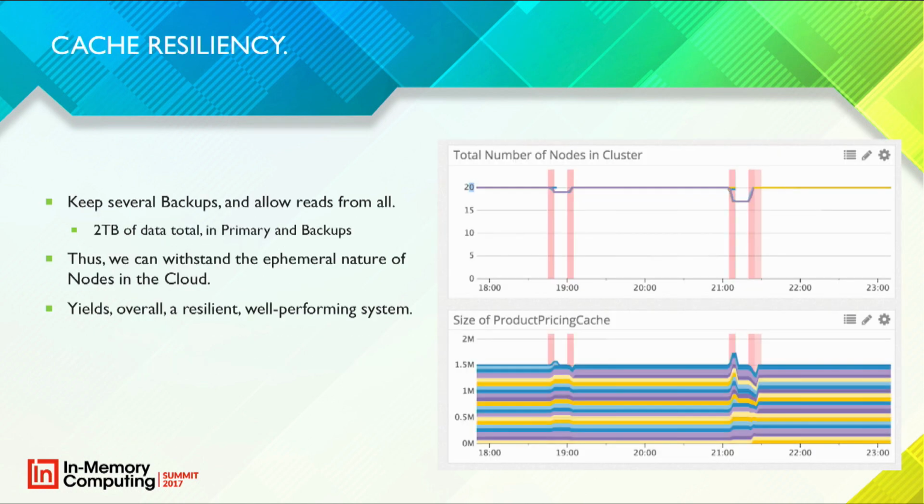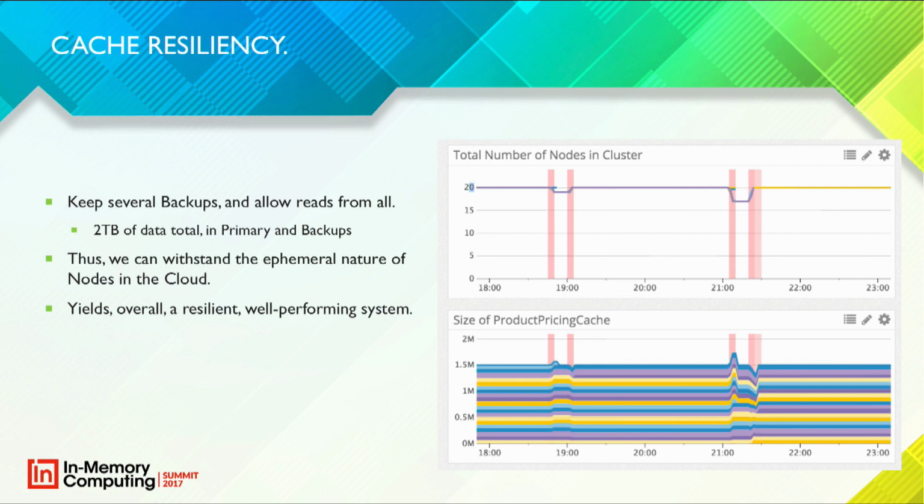The other thing we use pretty heavily out of Ignite is the resiliency that's built into it. Today at least, we use 3 backups and 1 primary. And so we have a total of 2 terabytes of data spread out there. And we typically do that on about 20 nodes today, 20 AWS nodes to run this system. This is nice because it really allows us to withstand the ephemeral nature of the cloud, because nodes do come and go.